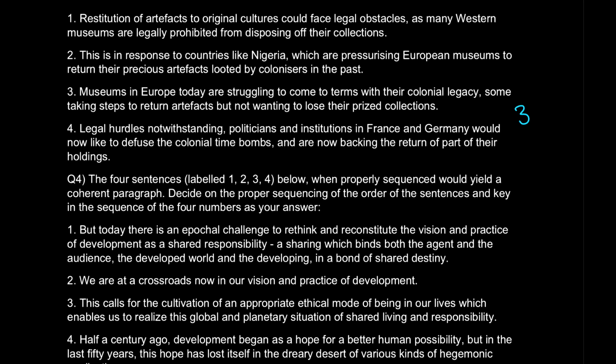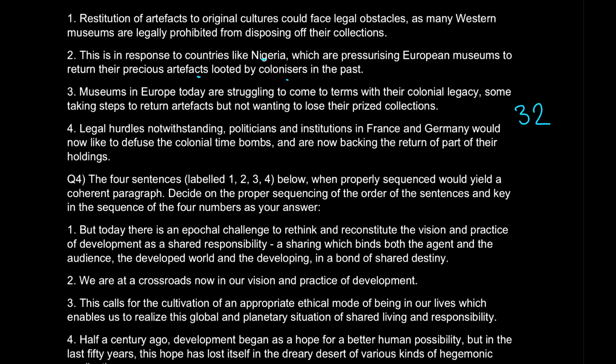In response, countries like Nigeria are pressurizing European museums to return their precious artifacts taken by colonizers. इसकी वजह से they are losing their legacy. So 3-2 are a perfect pair here.